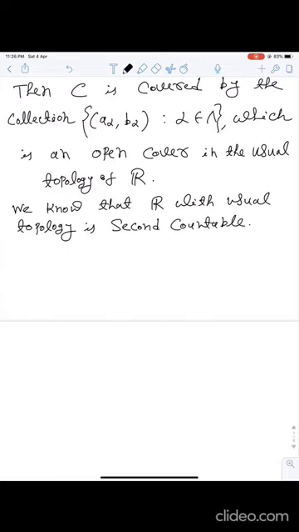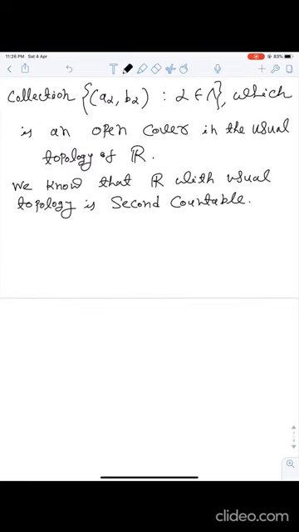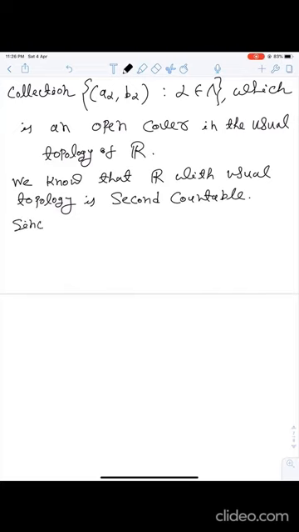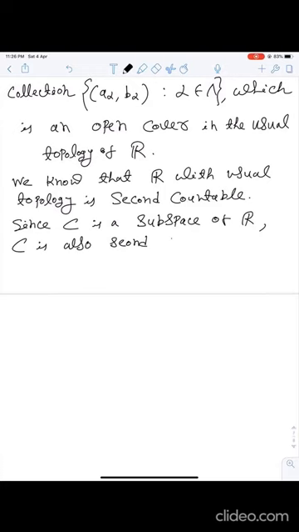Right? We have seen that this is second countable. Now since R with usual topology is second countable and C is a subspace of R, that implies C is also second countable. We have seen that any subspace of a second countable topological space is also second countable. That's when C is second countable.